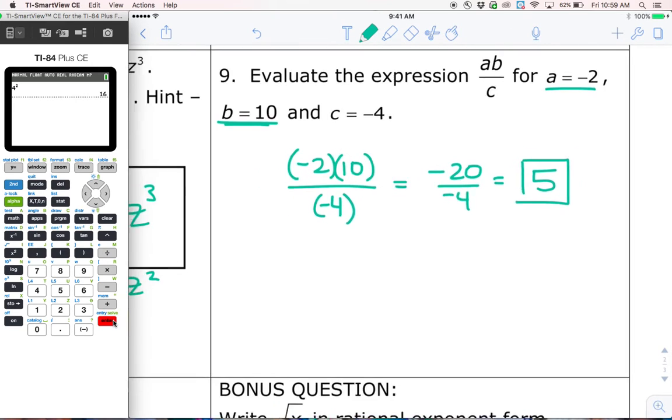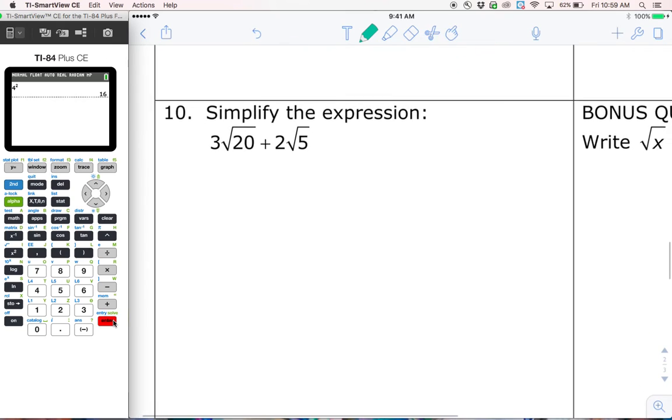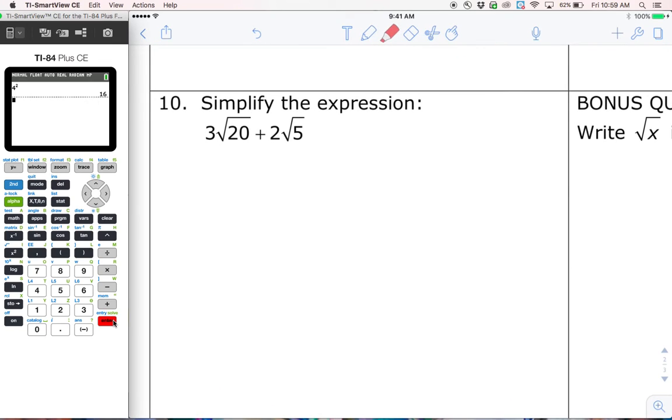Problem number 10, we are simplifying the expression. Here it's important to remember that we cannot add these right now because the radicand numbers inside have to match. Now they don't. So we've got to try and simplify before we just say it can't be done. 5's prime, nothing we can do with 5, but the 20 we can mess with, right? Because we can do a factor tree. So I'm going to use 4 times 5. Circle numbers that are prime. We got 2 times 2 here.